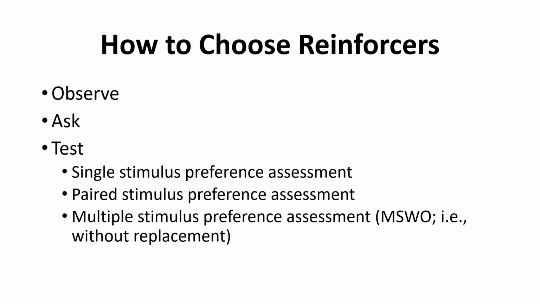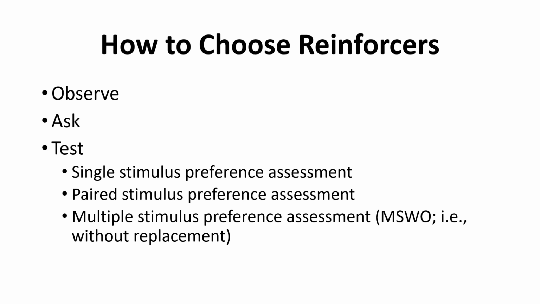Do they like the first toy? It's a toy car. Do they show any interest? Okay, what about the next toy? It's an art set. Do they show any interest in that? So a single stimulus preference assessment looks at if they show any interest, if they interact with or seem to enjoy one stimulus or one possible reinforcer at a time.